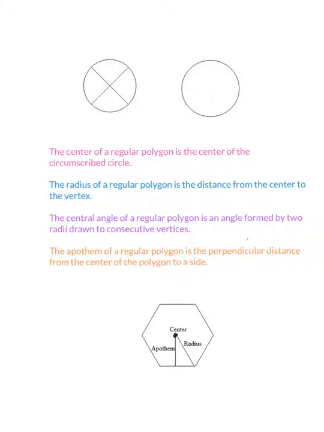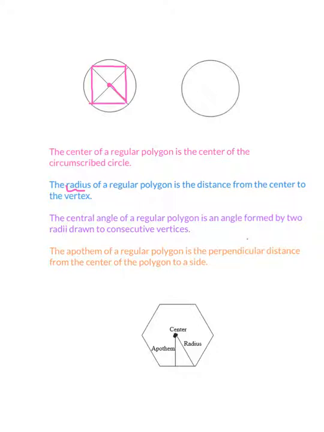So what happens, for instance, in this first diagram, if I were to just do a quick sketch and I made a square here. The square is inscribed, and the circle is circumscribed about that polygon. There's my center right there. Now the radius of the regular polygon is the distance from the center to the vertex. So from here to here is my radius.